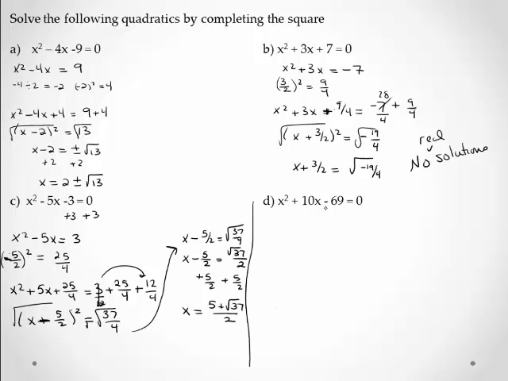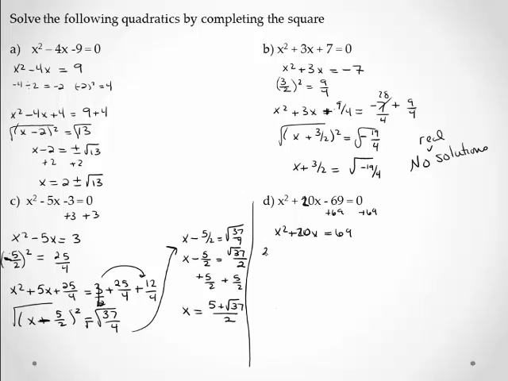Now let's look at this one. When I add 69 to both sides, I'm going to have x squared plus 10x equals 69. Actually, I'm sorry, that was meant to be a 20x. I wanted this one to work out. So change that to 20.